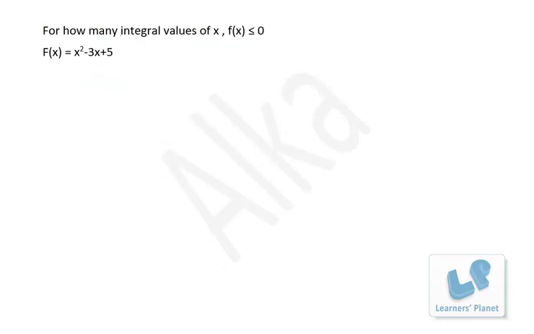For how many integral values of x, f(x) is less than or equal to 0, right? So we are looking for x square minus 3x plus 5 to be less than or equal to 0, right? If you try to factorize it, you will not be able to factorize it immediately, quickly. So let's calculate the discriminant. Discriminant is b square, that is 9, minus 4 into 5, 20. So it's negative. That means the roots of this equation are not real.